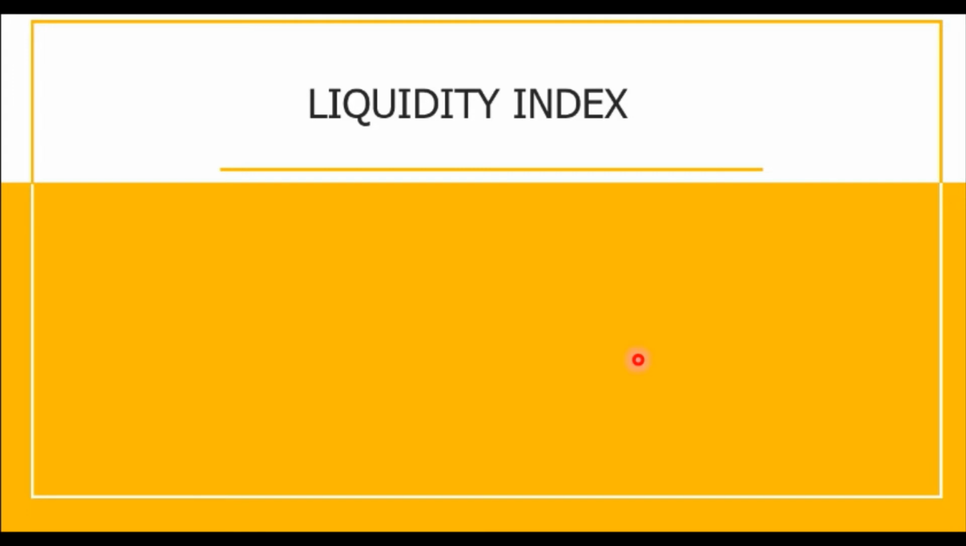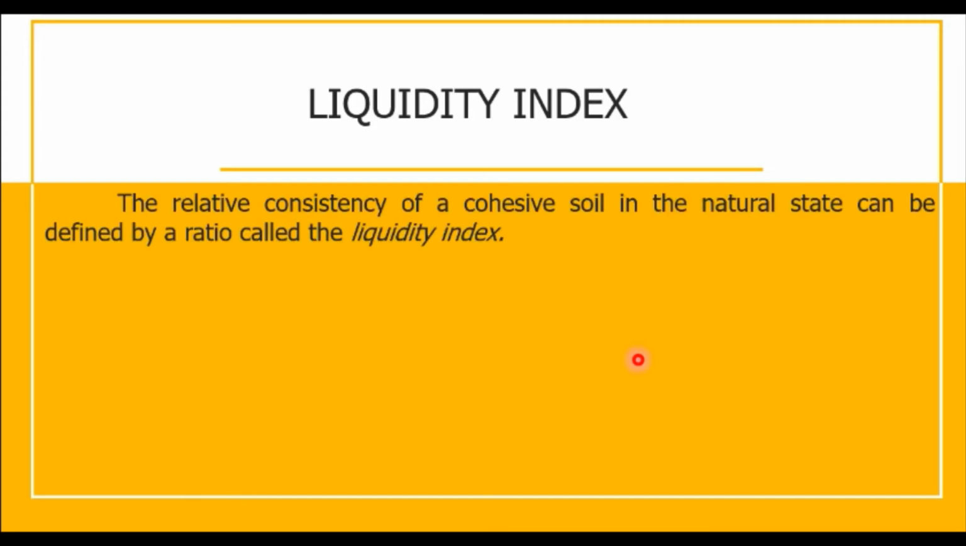And we also have the liquidity index. The liquidity index is the relative consistency of a cohesive soil in the natural state. It is equal to the moisture content minus the plastic limit over the liquid limit minus the plastic limit. Or, because LL minus PL is equal to the plasticity index, it can also be written as the moisture content minus the plastic limit all over the plasticity index of the soil.